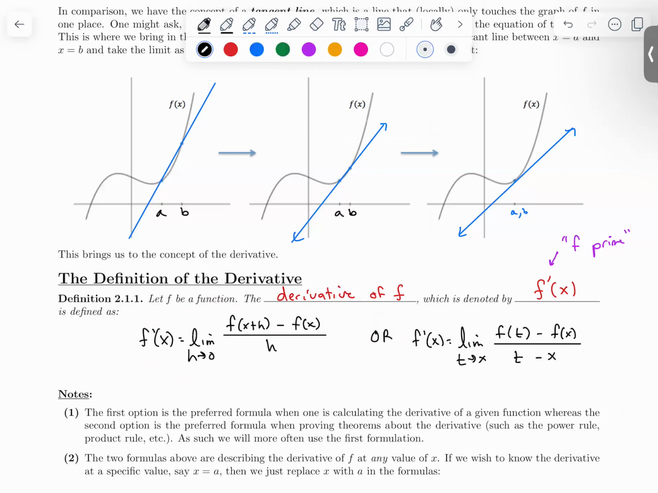But either way, we're mostly going to be using the first version, but the second version is still useful. So being comfortable with both is useful, but more so the first version.